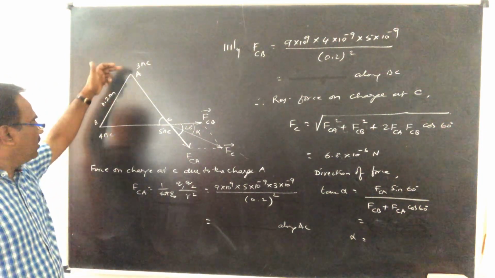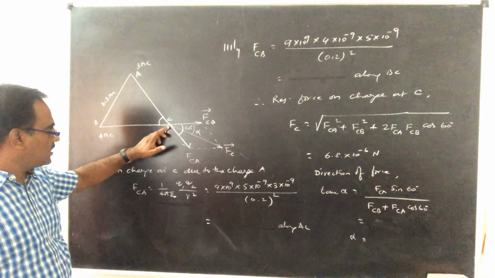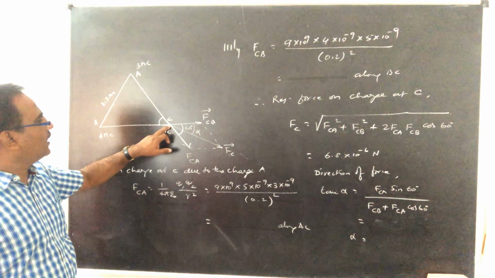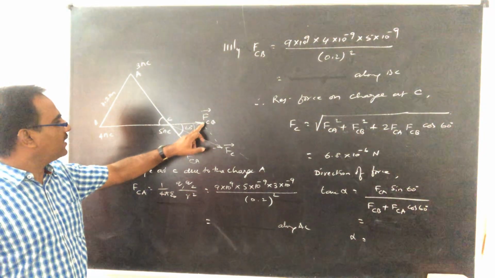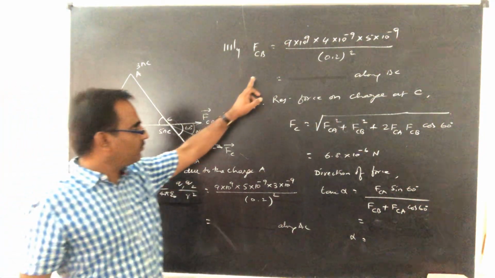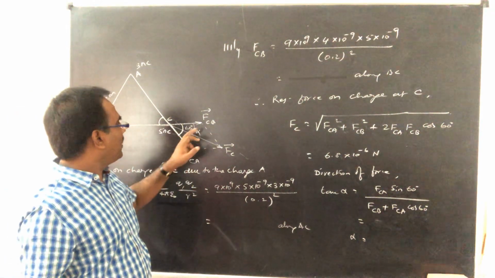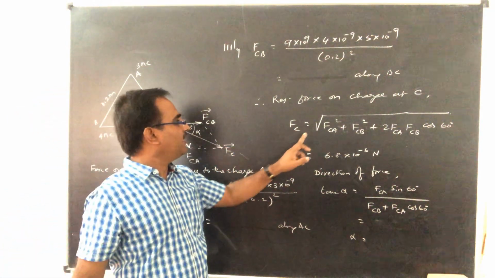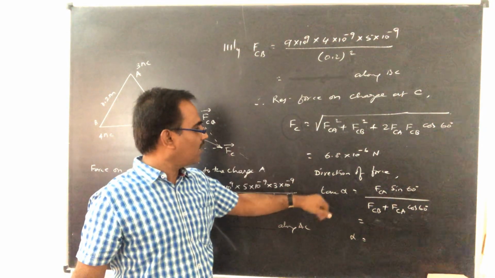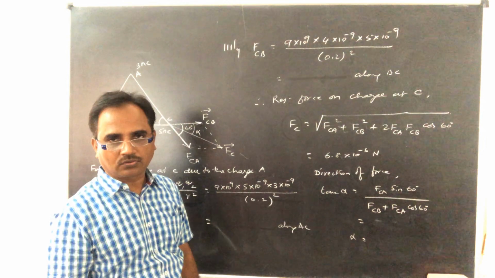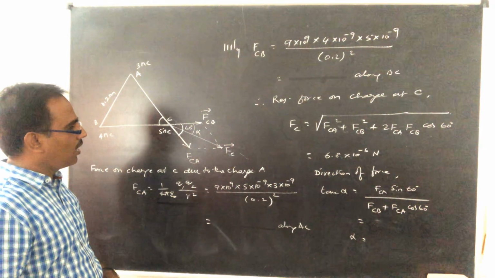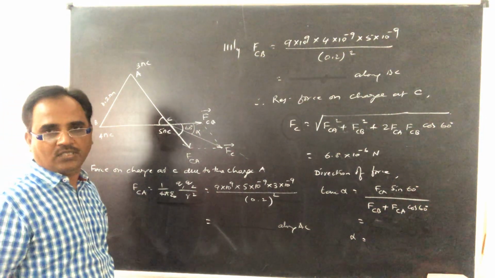So a system of 3 charges is here. To find the resultant force on this charge, first you represent the directions of forces. Next you calculate the magnitude of these forces. You apply parallelogram law and you find the magnitude of the resultant force. Next, from the same parallelogram law, you find the direction of the resultant force. So you do this problem by yourself, and you will take up a few more problems in the next class.